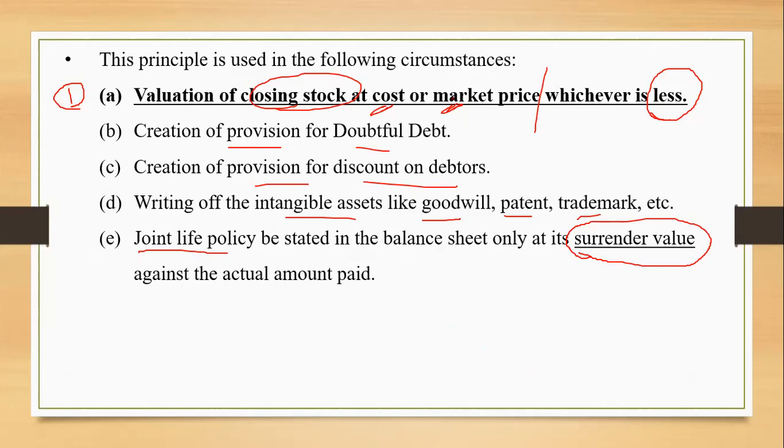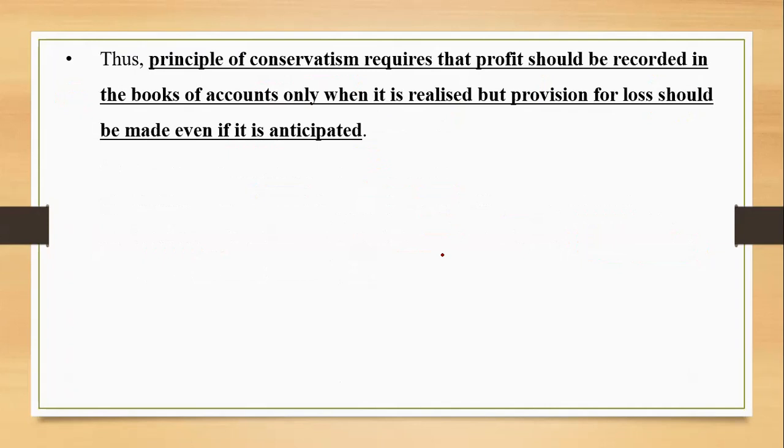So which value? It is not the actual amount of premium paid. It is not the actual amount of policy, but it is always a surrender value which will be shown in the books of accounts, in the balance sheet, right? Yes, this is a conclusion part.